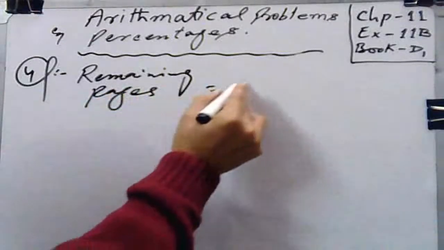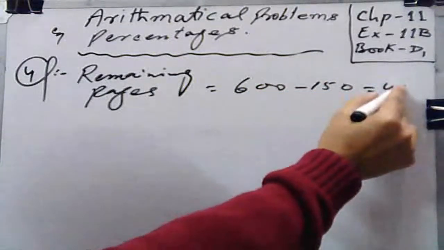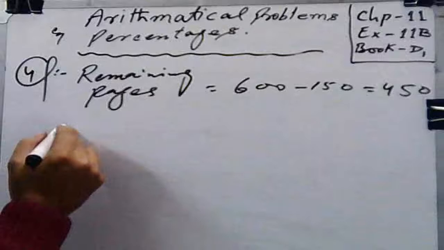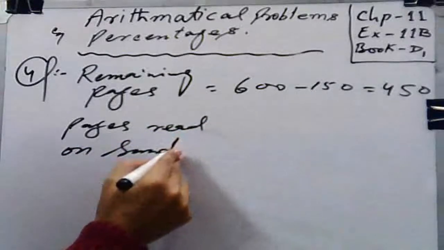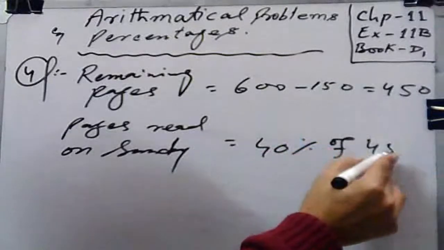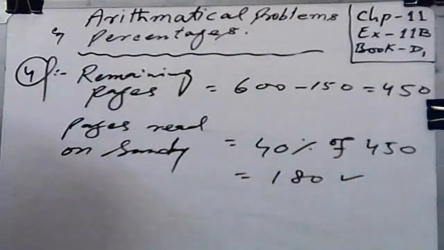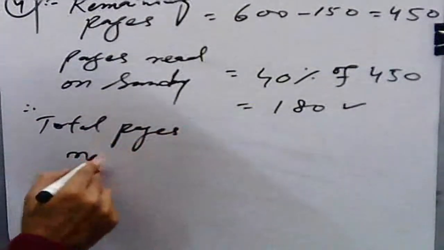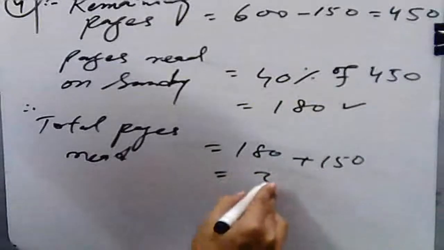Remaining pages, that is 600 minus 150, so you will get 450. That is your remaining pages. So pages read on Sunday, 40% of 450. So it is equal to 180 pages. Therefore, total pages read is 180 plus 150, that equals 330.